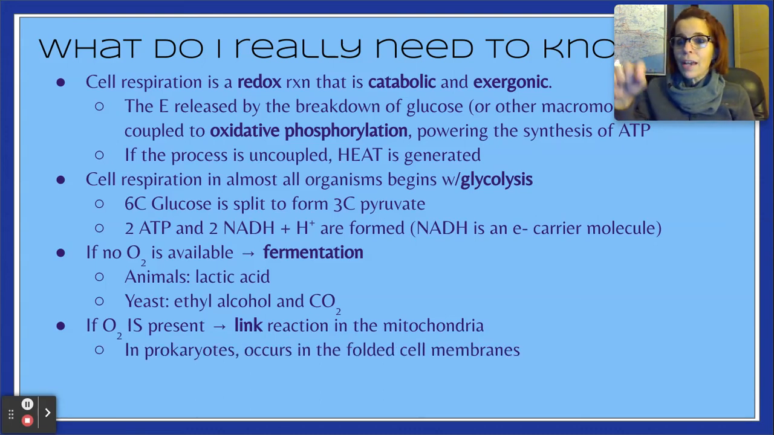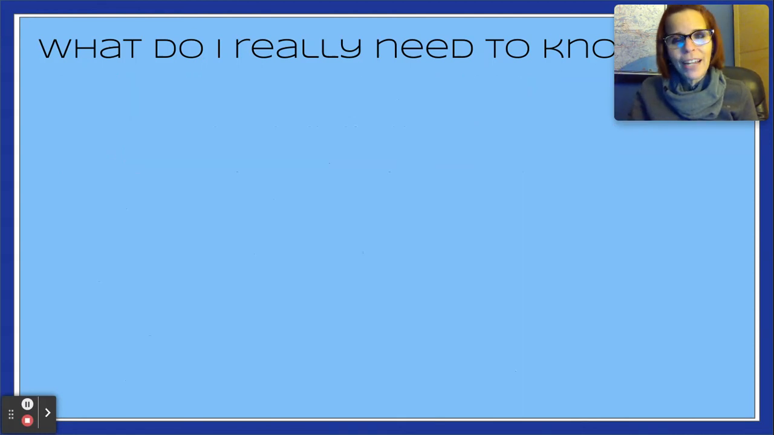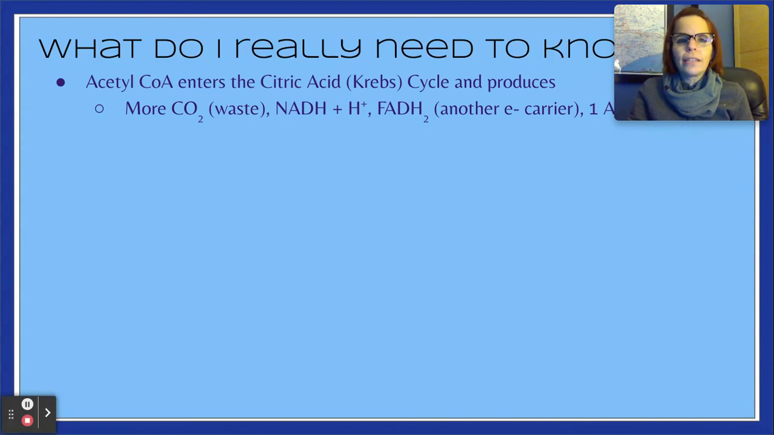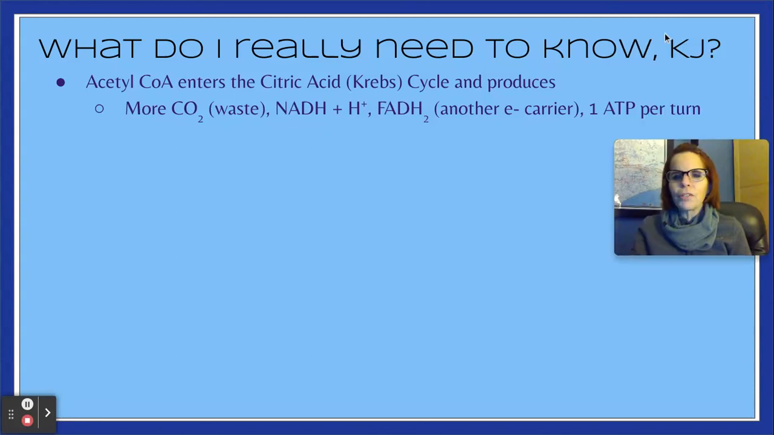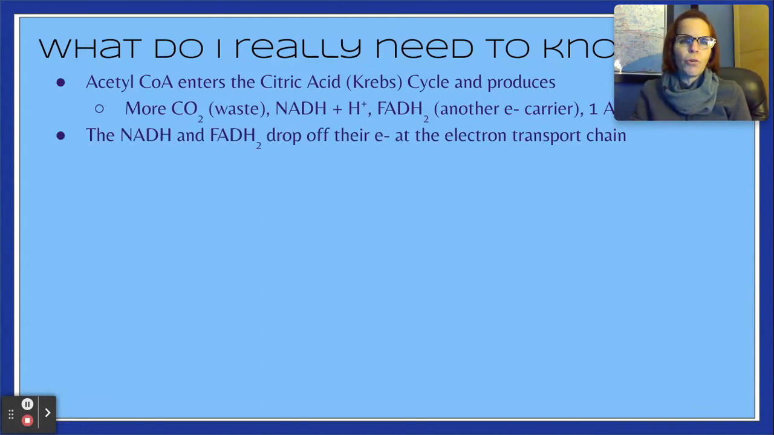In a prokaryote, remember, it's happening in the folds of the membrane. The 3-carbon pyruvate becomes a 2-carbon acetyl-CoA, and 1 carbon dioxide is released at this point. That's how we've lost a carbon. And then even more NADH is formed. And remember, that comes at the end. We really need those NADHs. Acetyl-CoA enters the citric acid cycle, and it leads to the production of even more carbon dioxide, more NADHs, and some FADH2s. Oops, sorry, my picture's covering it, 1 ATP with every turn. Remember, there are 2 acetyl-CoAs that go through the process. It turns twice for 1 glucose molecule.